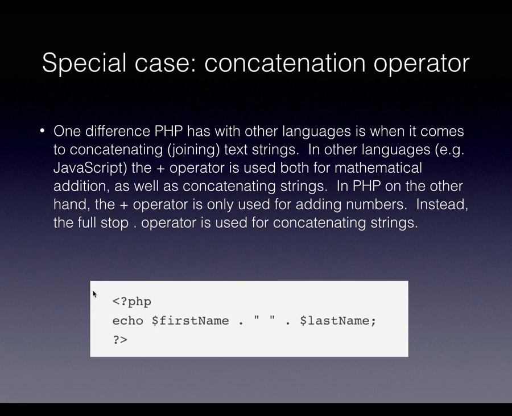So in this example here, if I was to join these two variables, first name and last name, with a blank space in between, I use the full stop character here in order to join these together. That's a common cause of errors, especially when you're jumping back and forward between, say, JavaScript and PHP: you'll forget that in PHP to join strings together you need to use the full stop. Simple but easy to forget.